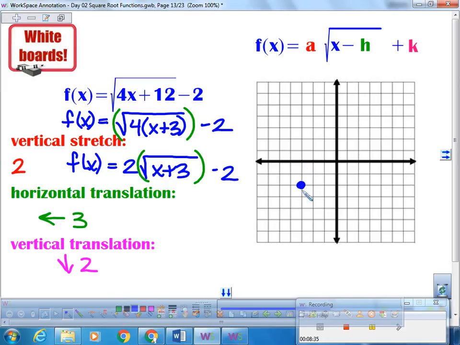I have a stretch of 2. So instead of going over 1, up 1, I'm going to go over 1, up 2. Over 1, 2, 3, 4. Instead of going up 2, I'm going to go twice as much, up 4. 1, 2, 3, 4.